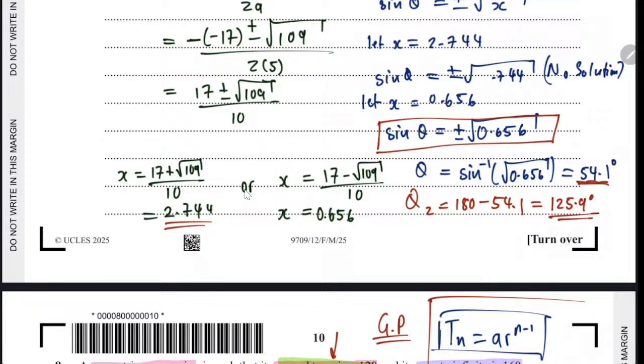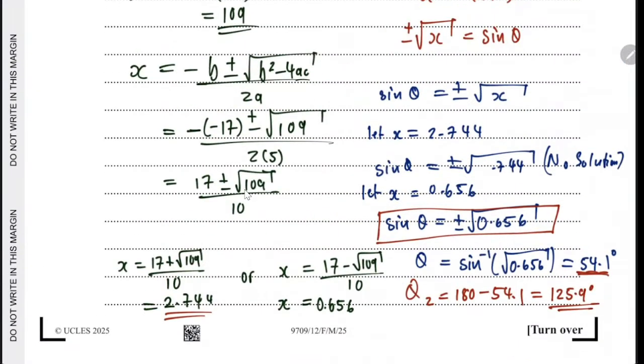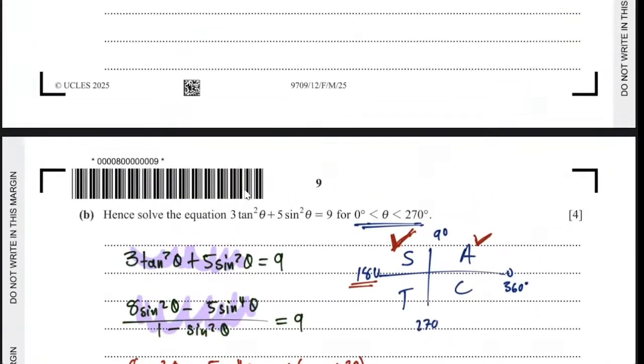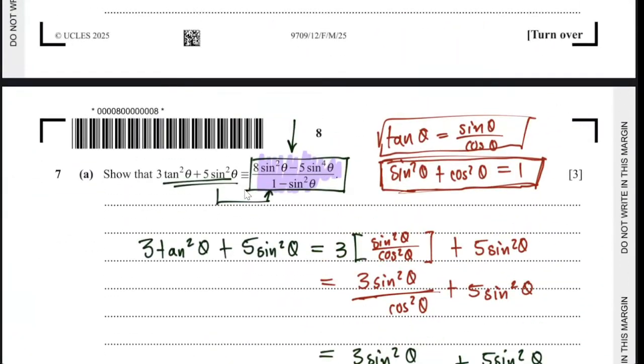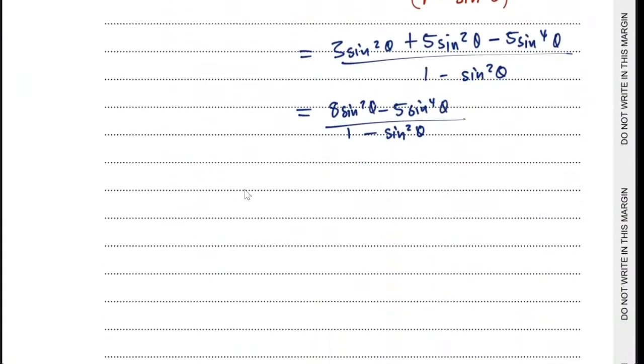Now check the solutions that are in your books and tell me, what are they? Check the solutions in the solution manual, in the marking key. Tell me, what are they? This is number 7B. Yes.